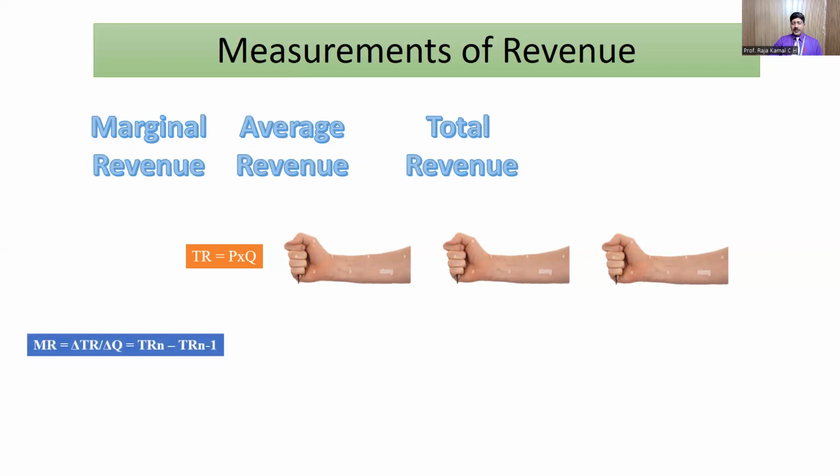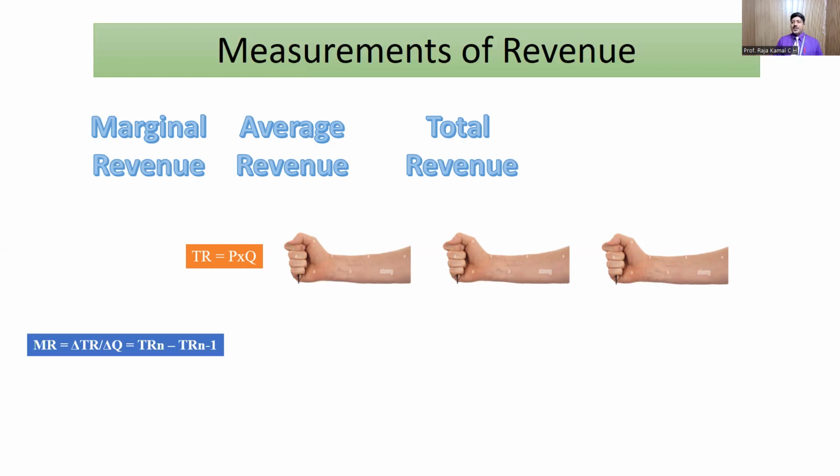When it comes to marginal revenue, the formula is change in the total revenue divided by change in the total quantity. So what does marginal revenue actually mean? Marginal revenue means additional revenue received due to additional sales. It means that you are additionally producing some goods and your revenue is additionally increasing.